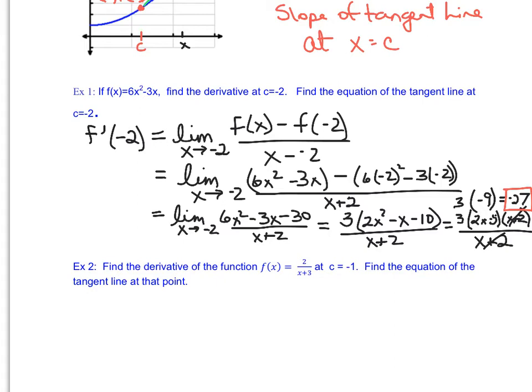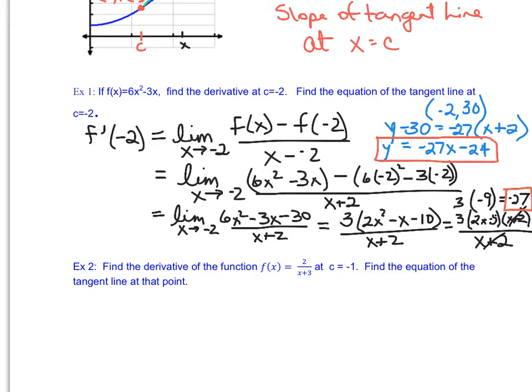Now I'd like to go ahead and make the equation of the tangent line. Again, remember that our input was going to be negative 2. Our output, when we substituted negative 2 into our function, turned out to be 30. So to make the equation of the tangent line, we are just going to say y minus 30 is equal to negative 27 times x plus 2. Go ahead and simplify that. For my slope-intercept form of that tangent line, I got y is equal to negative 27x minus 24.